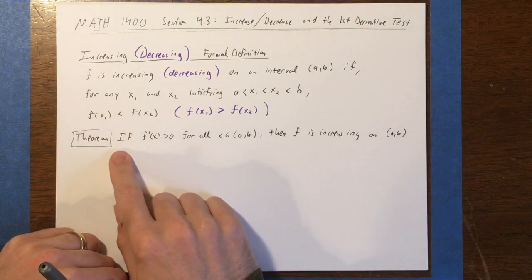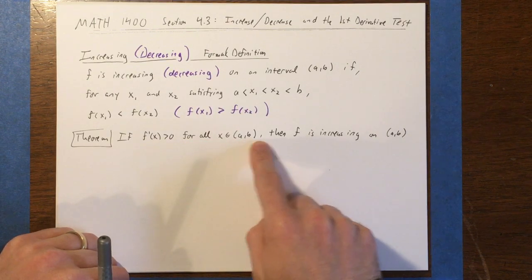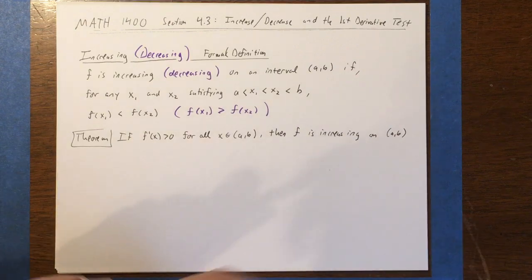Now the theorem is: if f prime of x is greater than 0 for all the x values on an interval, then f is increasing on that interval. Let's prove that.